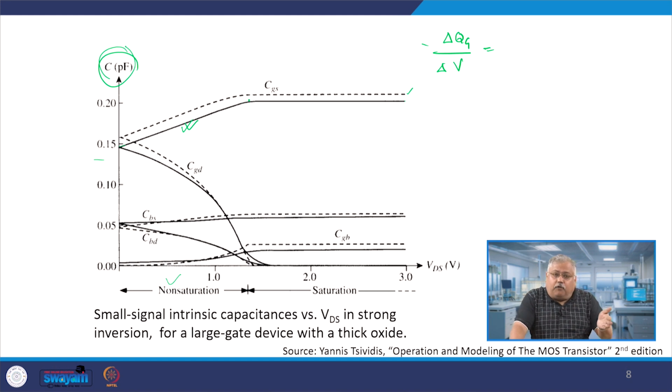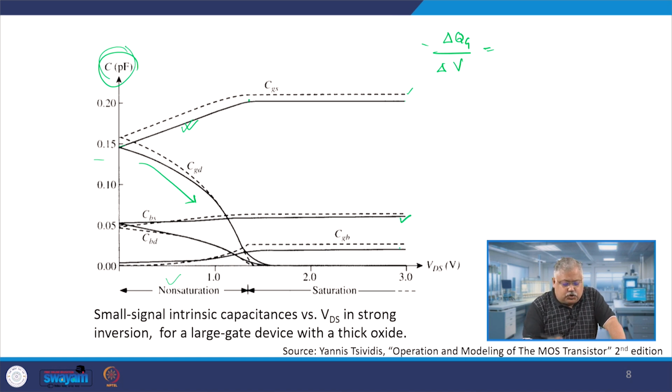Gate to drain actually falls down, reduces with respect to the value of VDS, and why does it reduce? Because as you make the drain voltage larger and larger for a fixed gate voltage, what actually happens is that the effective charge reduces, and therefore your CGD starts to reduce. You see that this reduces to a drastically low value and almost becomes 0 in the saturation region. Let us look at CBS and CBD.